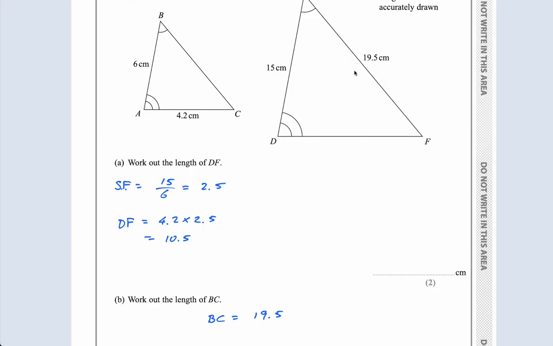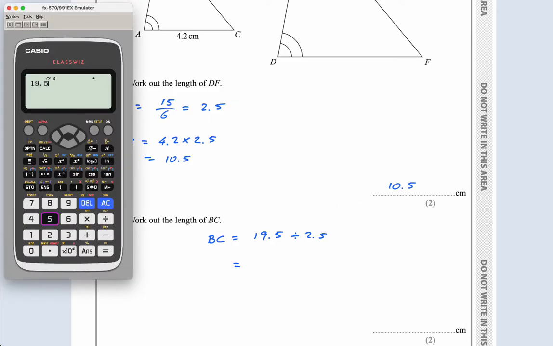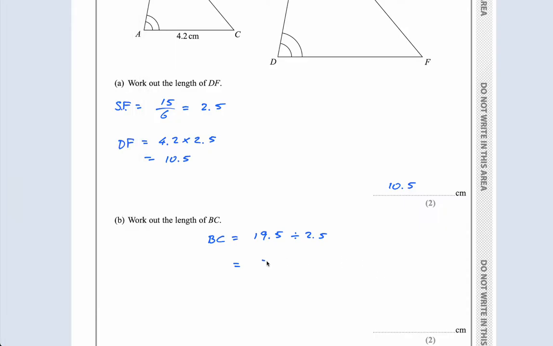Now just be careful, guys. We're going smaller. So this has to get smaller. So instead of multiplying by 2.5, if you want to go from this triangle to this triangle, you multiply by 2.5. If you want to go from this triangle to this triangle, we divide by 2.5. What is 19.5 divided by 2.5? It's 39 over 5, or 7.8 centimeters.